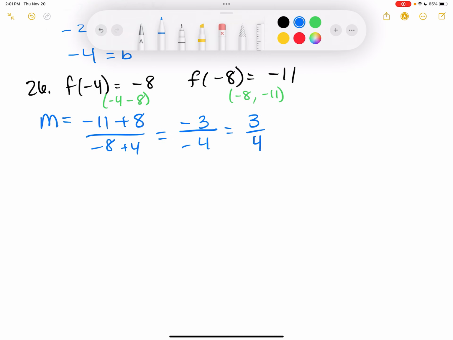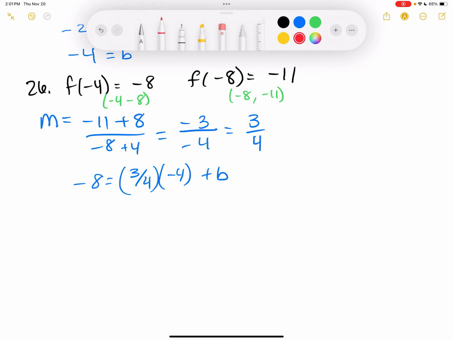All right. First one or the second one? First one. All right. How do I find b? Negative 8 equals 3 fourths times negative 4 plus b.